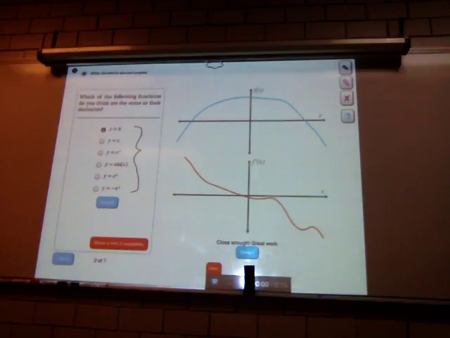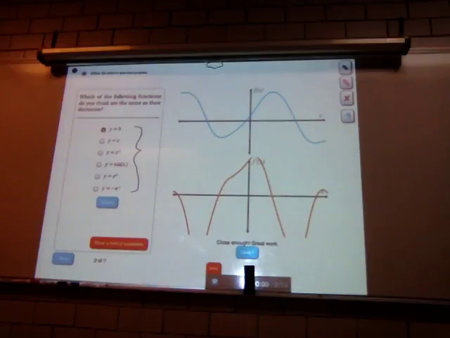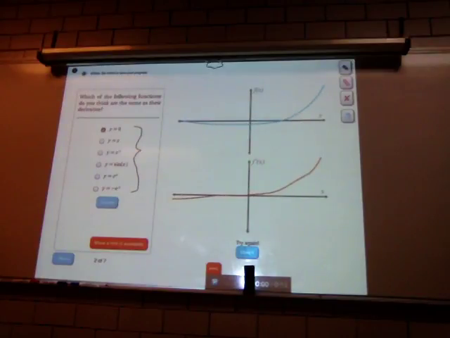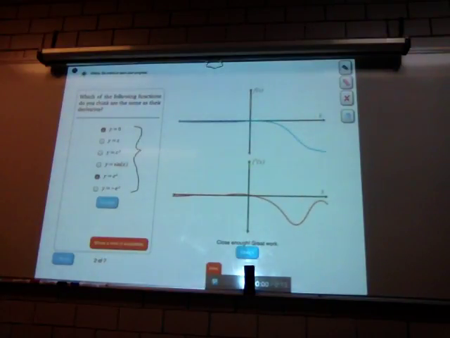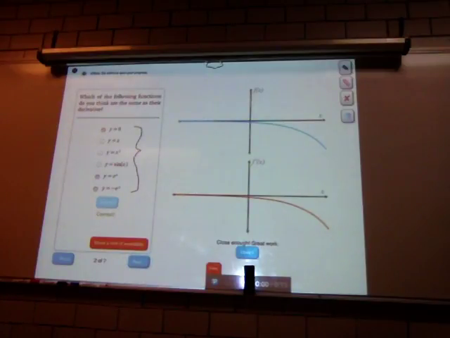Y es igual al seno de x. ¿Cómo dijimos que era el seno de x? Era algo así, ¿no? No. De hecho, la derivada del seno es el coseno. Y e a la x. E a la x es la que digo. Y e a la menos x, ya vimos. O sea, graficándolas pudimos ver cuáles funciones, al derivarlas, el resultado es igual a la función.